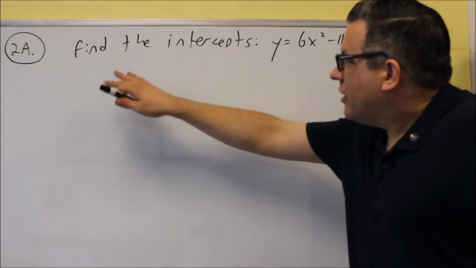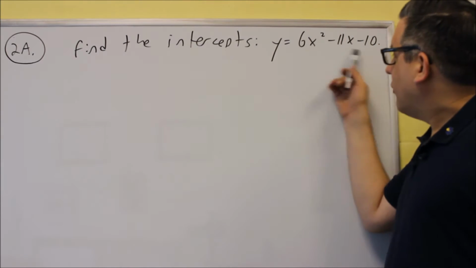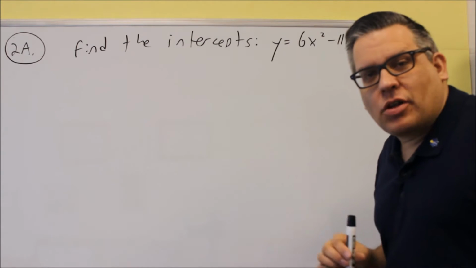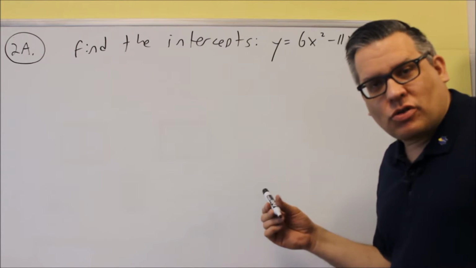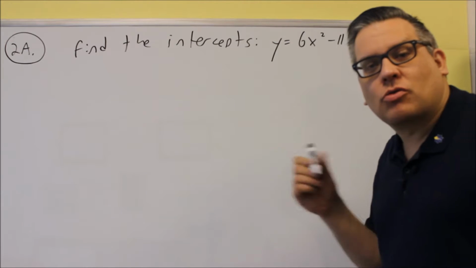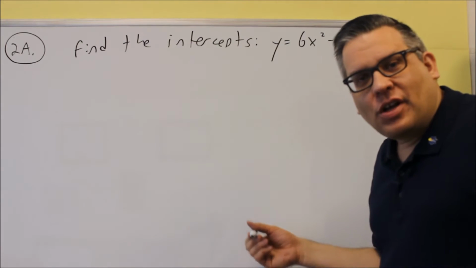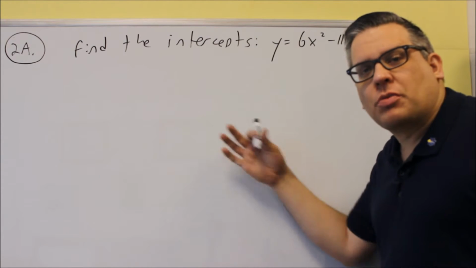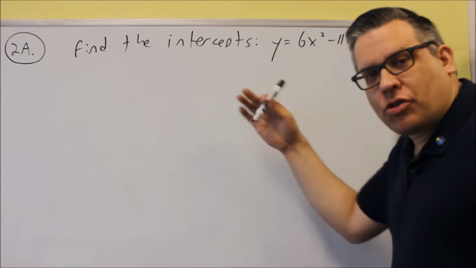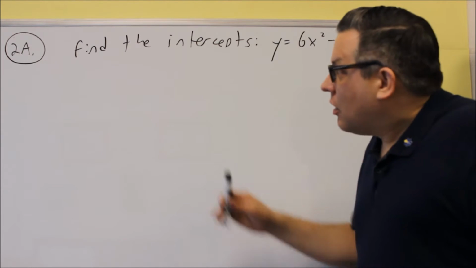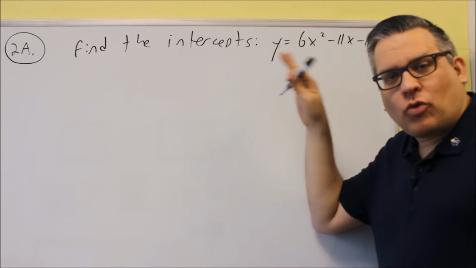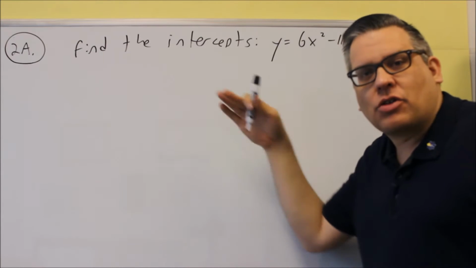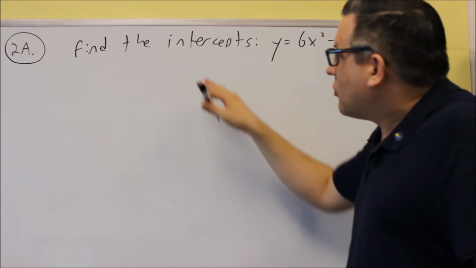Okay, for 2A, it says find the intercepts, and we're given this one here, and it says use any method. So use any method means that you can use any of the methods we talked about in the lecture notes. The first one was factoring, and then there's also the square root property, and then we also have the quadratic formula. So you should be able to know how to do all three of those, because depending on which one you have, one of those methods might be more advantageous than others. So it's good for you to know how to do all three of those for solving.